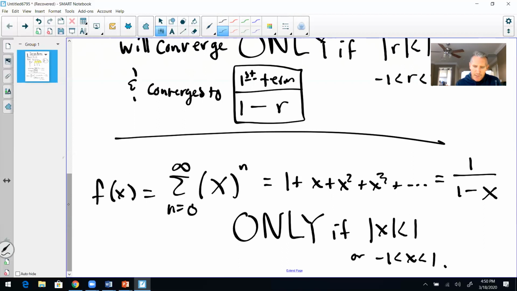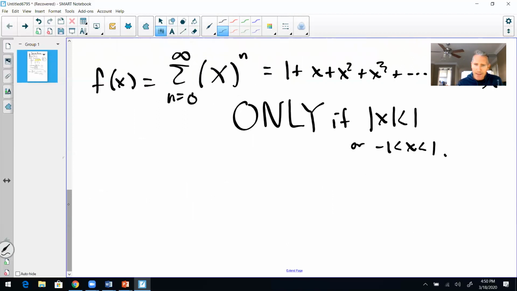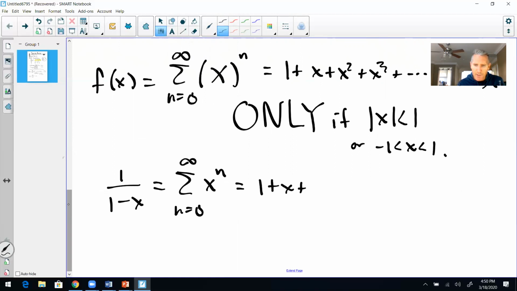So this is an interesting thing that I have here. I have that 1 over 1 minus x is exactly equal to this summation as n goes from 0 to infinity of x to the n, which is exactly equal to 1 plus x squared plus x cubed. Let's write a few more terms right on here.